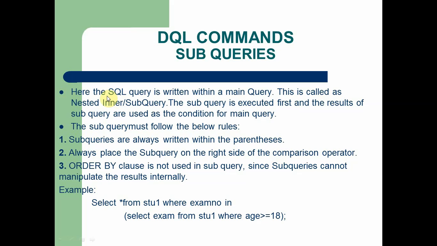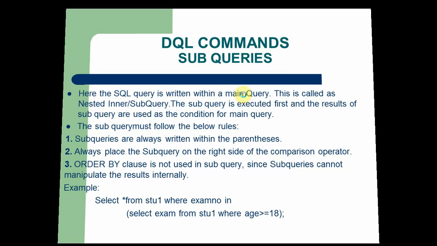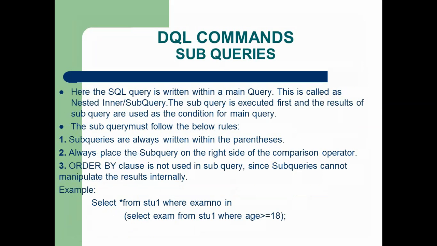In this definition you can see a SQL query is written within a main query. This is called a nested or inner subquery. That means there are two queries we are going to use: one is the main query, another one is the inner query. This type of querying method is called a subquery. The subquery is executed first, and the result of the subquery is used as a condition for the main query. When we execute this command, the inner query or subquery executes first and gives the values to the main query as a condition.